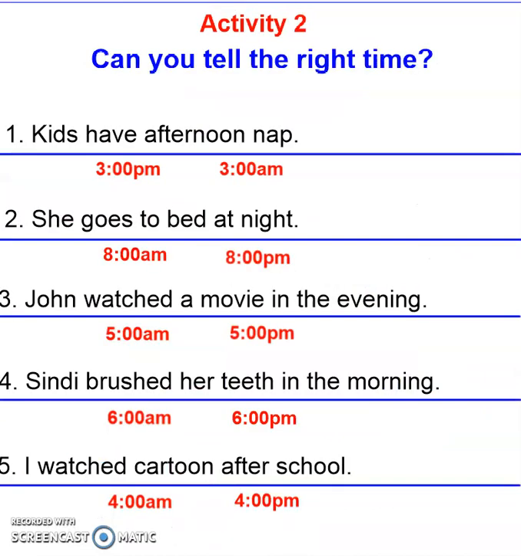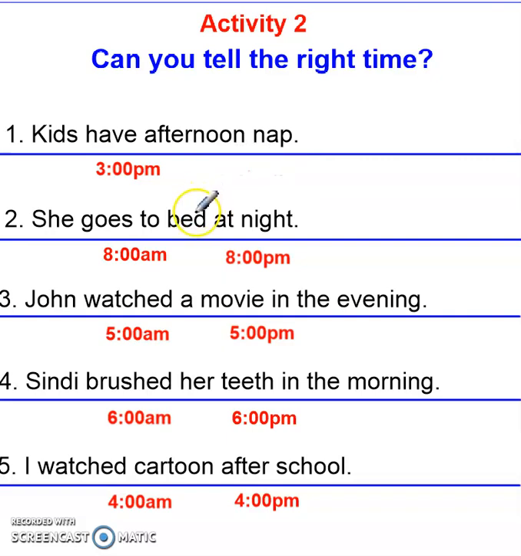Activity 2. Can you tell the right time? Number 1. Kids have afternoon nap. What time do the children have afternoon nap? Is it 3 p.m. or 3 a.m.? Afternoon, afternoon. Okay, to do this, we're going to cancel the wrong answer and leave the right answer. So in the afternoon nap takes time. It happens at what time? 3 p.m. So it can't be a.m. So we cancel this. All right.